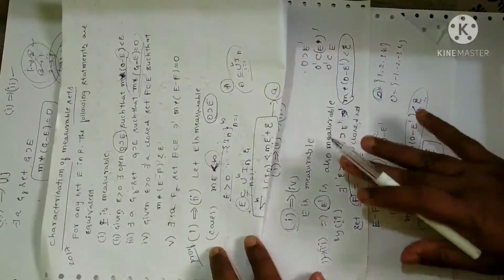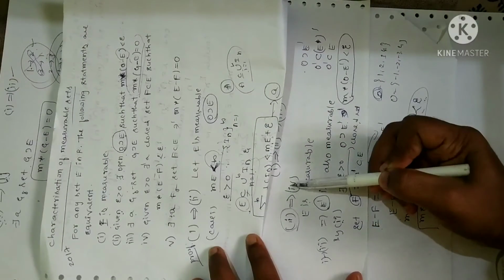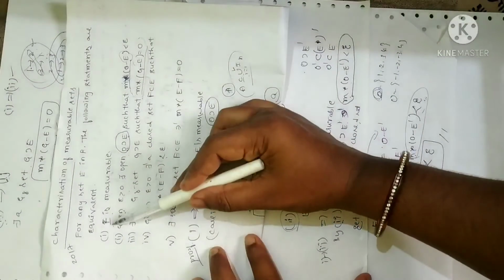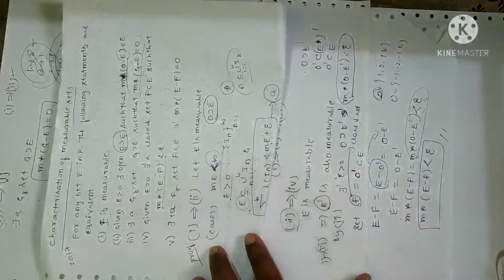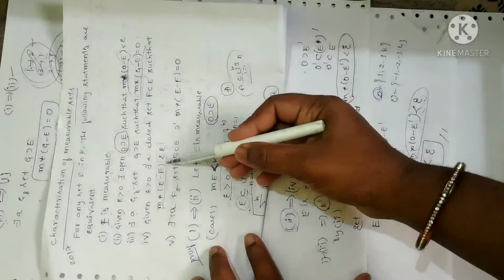I am repeating this once again. I have to prove equation 1 implies equation 4. Equation 1 is E is measurable. Equation 4 is m star of E minus F is less than epsilon. We have to prove this. Fine.